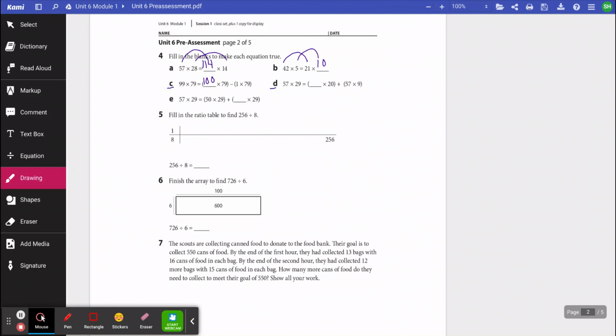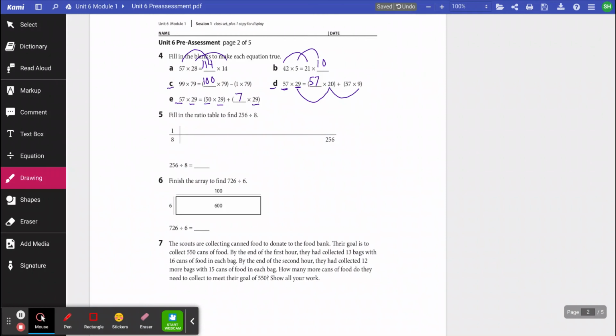And then for D, they broke up 29 into 20 and 9. And when you do that, you have to keep the other number the same. So that's just going to be 57 times 20 and 57 times 9. And then on this one, same kind of thing. They kept 29 the same. So that means they're breaking up 57. They have the 50 here, and then they need a 7 there.